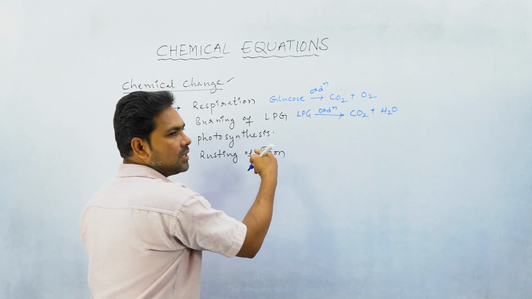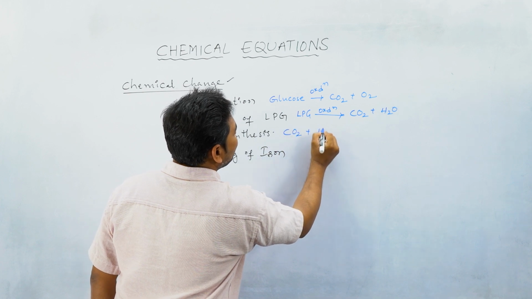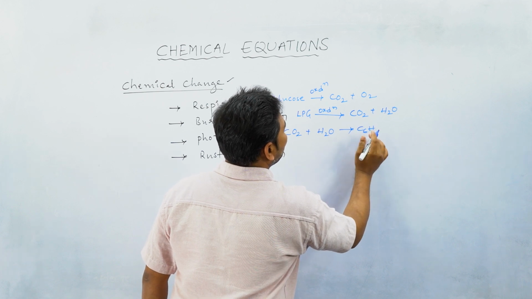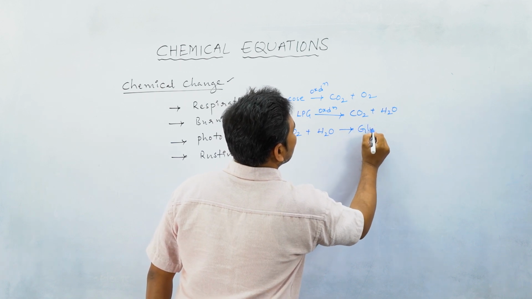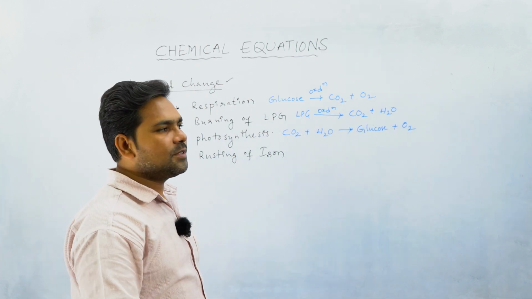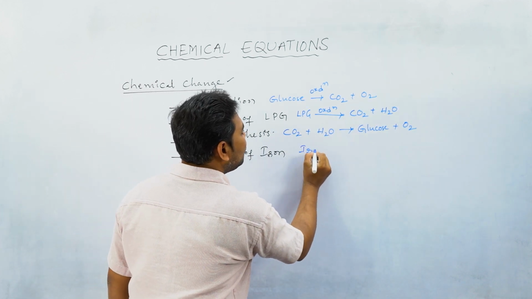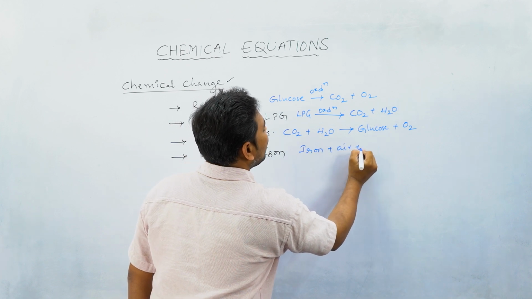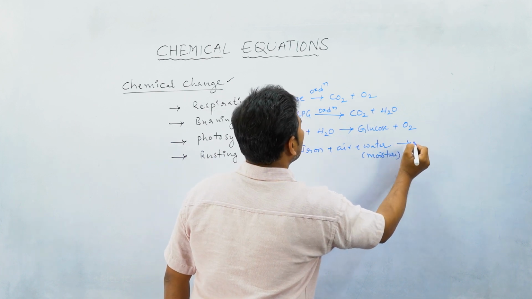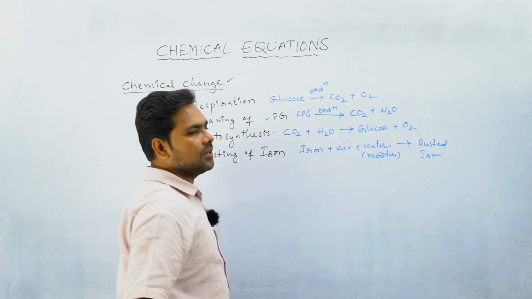Photosynthesis. In photosynthesis also, new substances are produced. We know photosynthesis is the process of making food by plants. Here, plants use CO2 and water to produce glucose, and we also get oxygen. They are the new substances produced during photosynthesis. Lastly, rusting of iron. When iron is exposed to air and water, especially moisture, it gives us rusted iron.